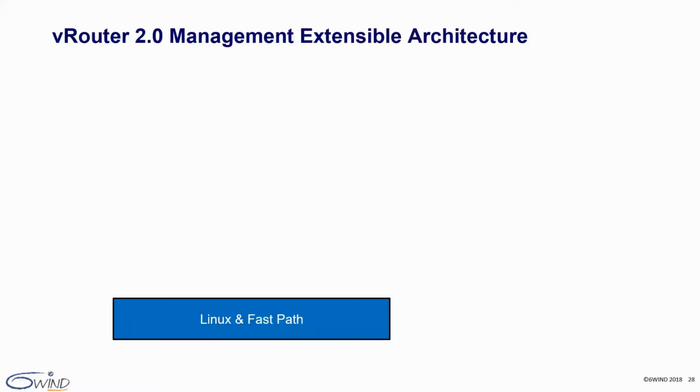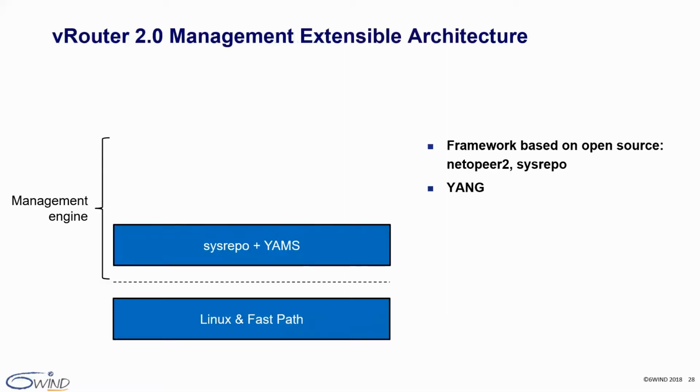On top of the Linux and FastPath subsystem, the management engine relies on the Yang data store based on the sysrepo open source project. We have implemented sysrepo services to configure Linux networking for the different features supported in the vRouter in a Python plugin called YAMS, for Yang-based management system. YAMS leverages the standard Linux interfaces to configure networking.